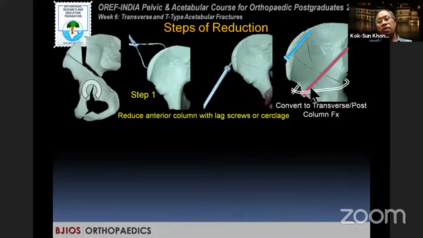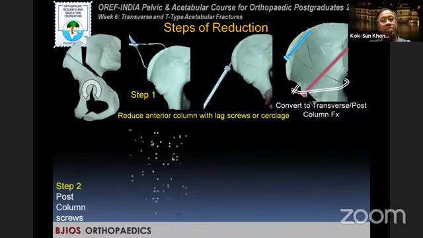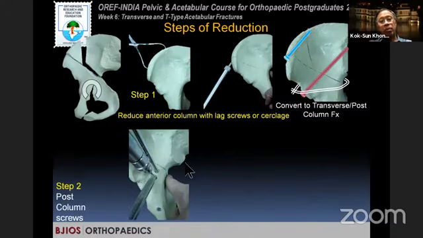Sometimes I use this clutch. They're very useful, but you need to get a good wire passer. And if you see a spike at the back there, which you can catch with this wire, this is a very simple approach and it compresses the fragments together, especially when you have wall fractures. And then you do the posterior column screw.